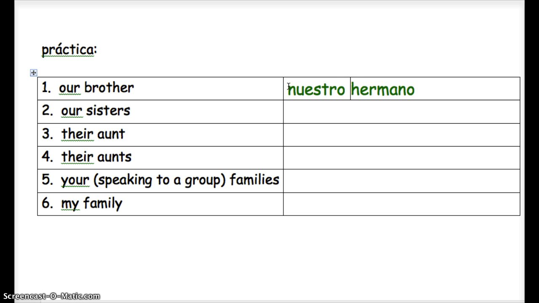There's a variation on that one. Our sisters. So what's got to change? Hermano is going to become hermanas. And then if you have to make the our agree with hermanas, you're going to have to put nuestras. Nuestras hermanas.